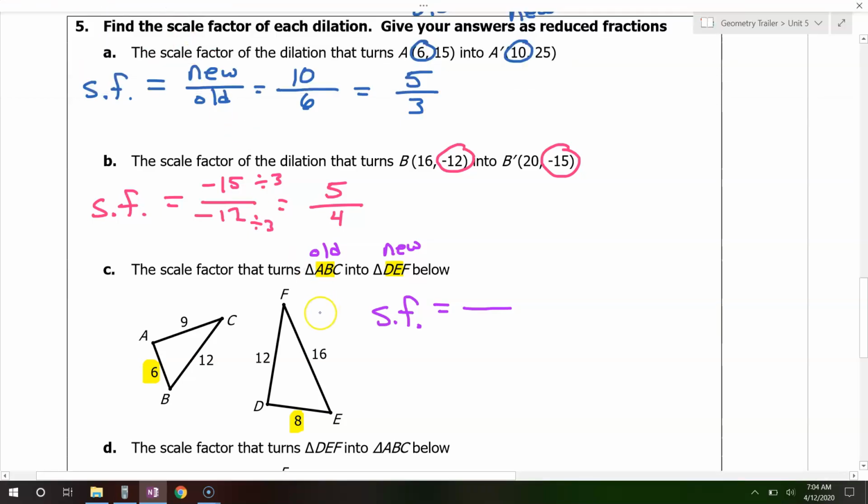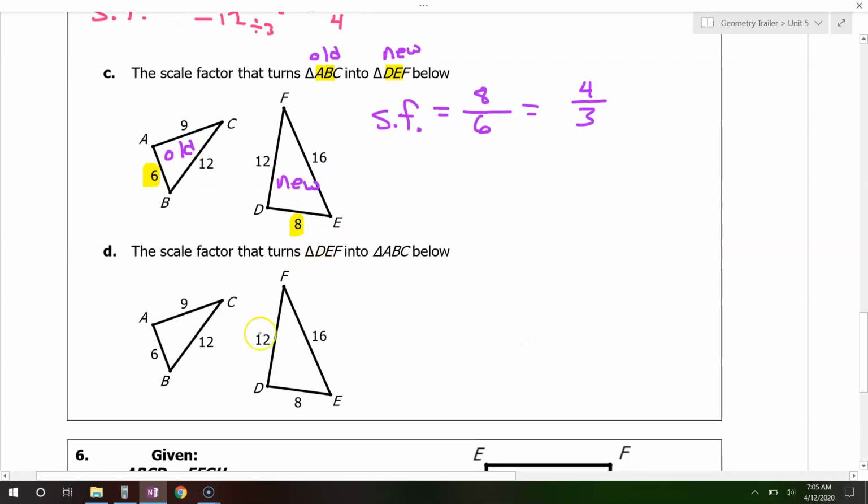Okay, so remember that the DEF is the new and the ABC is the old. So for the scale factor, we always do new over old. So we will do 8 over 6, which reduces down to 4 over 3.